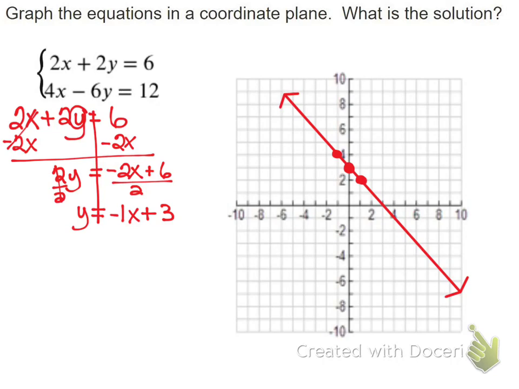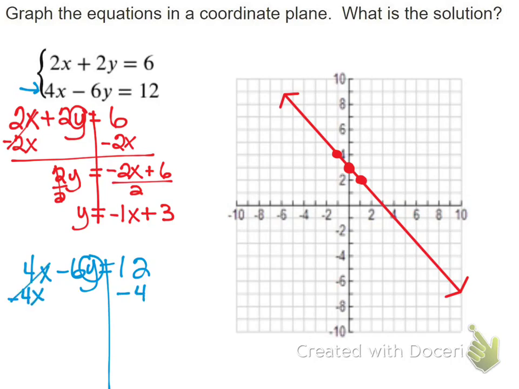Okay, let's take a look at the next one. So now our next equation is 4x minus 6y equals 12. So we're going to have to do the same thing in order to get the y by itself. Okay? What do I get rid of first? Negative 4x. Yeah, get rid of that 4x first.